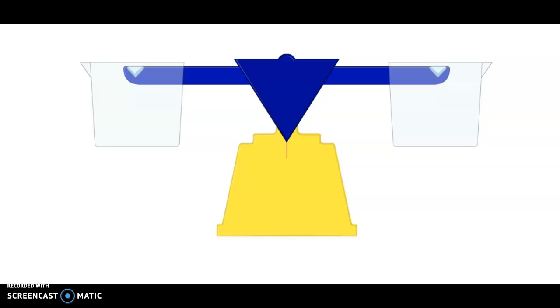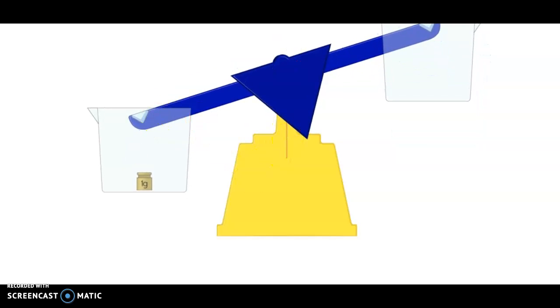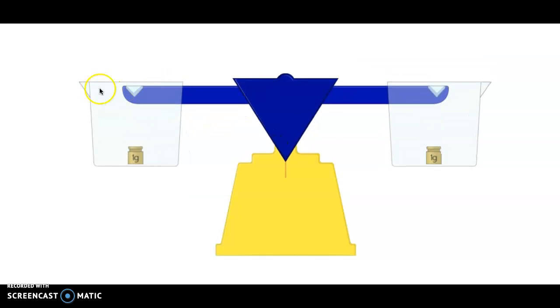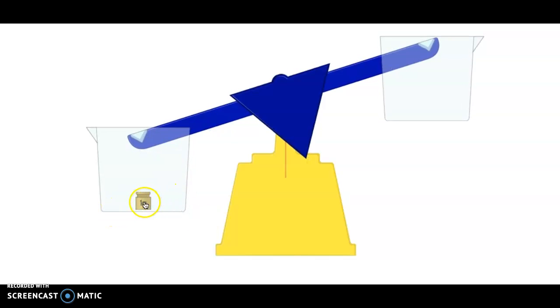Well, let's see. I have this weight that is 1 gram. What happens if I put it in this bucket? Oh, it's heavier. So it goes down on this side. Well, what if I even it out and I put a 1 gram on this side? What do you think is going to happen? Oh, look at that. It's even on both sides. So weight affects our pan balance.